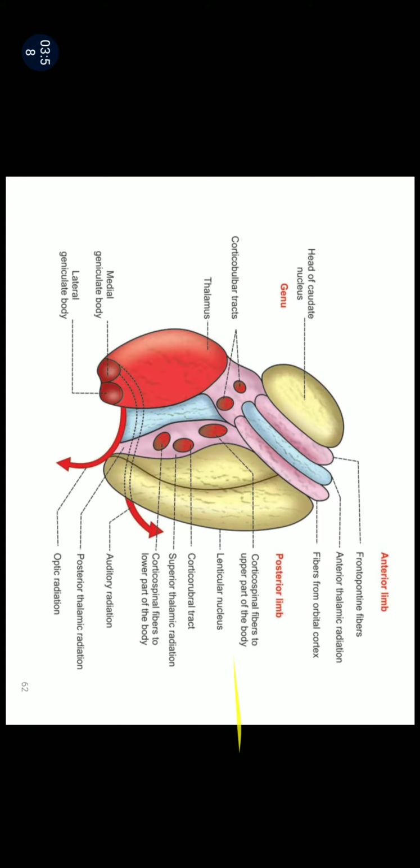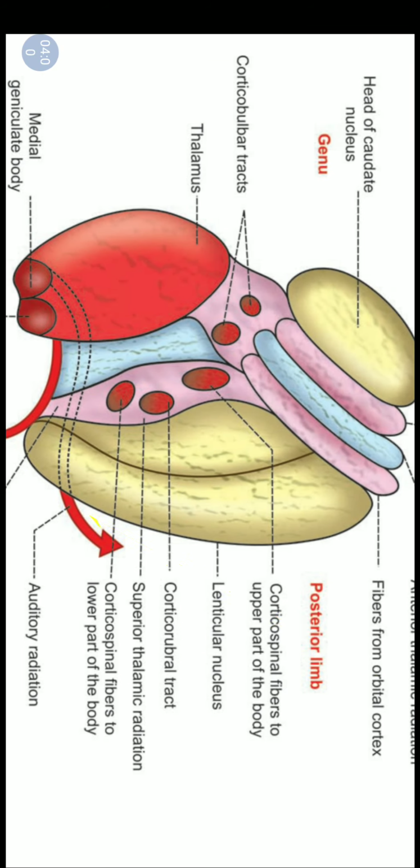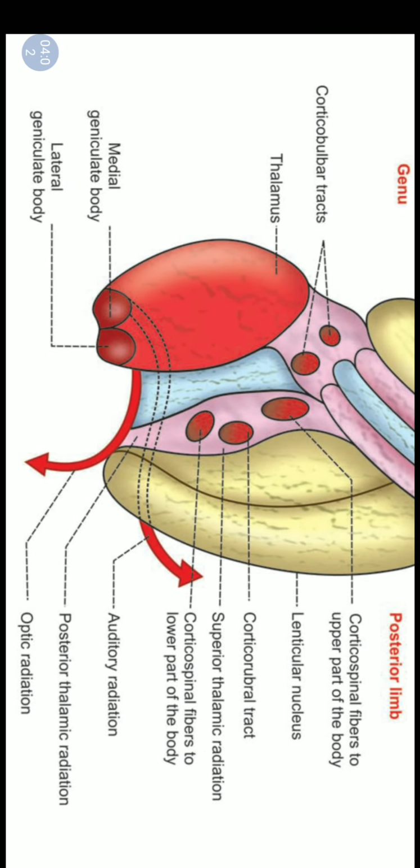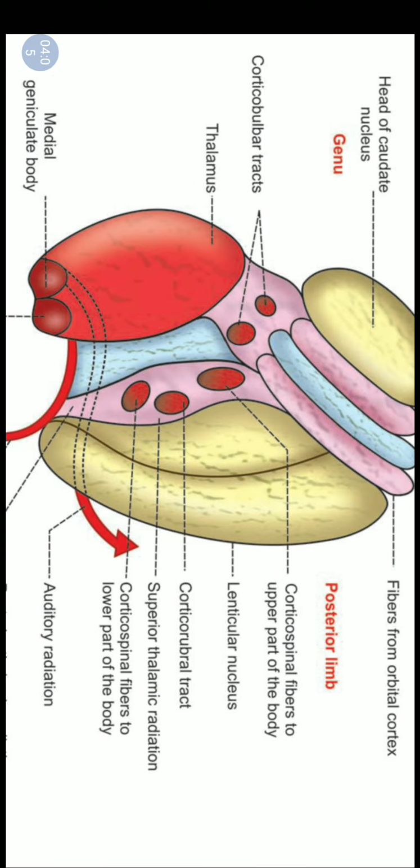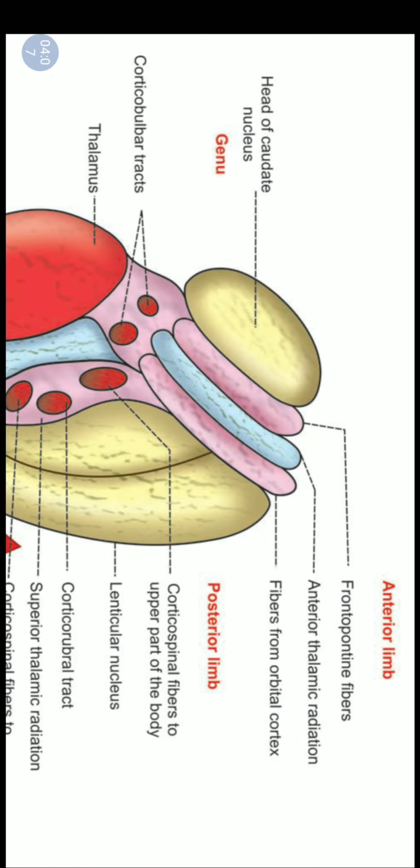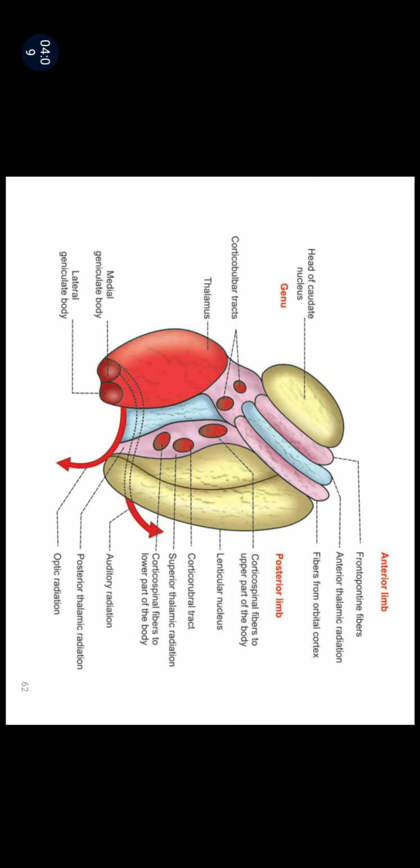Then the caudal portion or the posterior portion of the internal capsule is also known as the retrolenticular portion. So this is about the internal capsule. So internal capsule is nothing but a band of fibers.